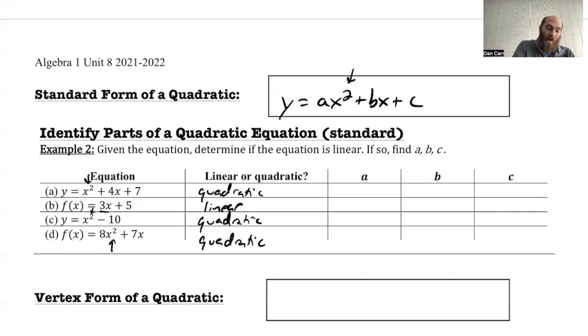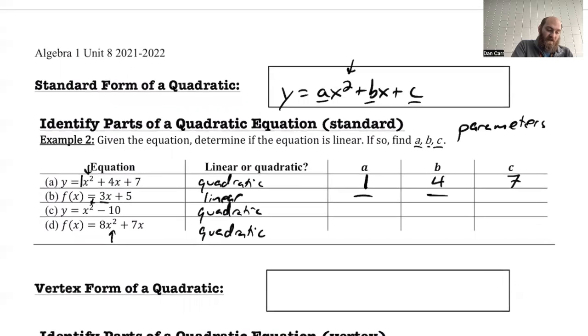From there, I want to identify a, b, and c. These are what's called parameters. These numbers will actually change the graph of how it looks, but that's something we'll talk about in a future one. Notice that a is always attached to the x squared, b is always attached to the x, and then c is off by itself. So when we look at this one, a here, if there's no number there, it's actually assumed to be a 1. So a is 1, b is 4, c is 7.